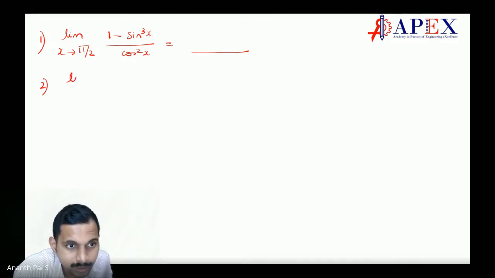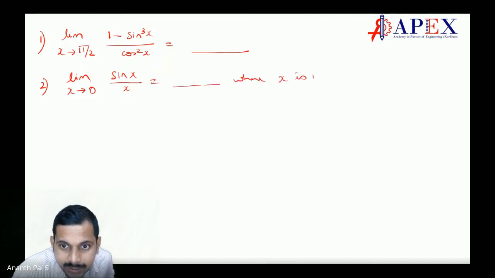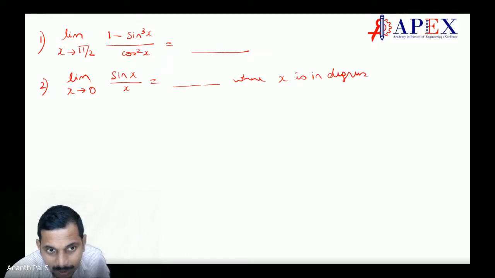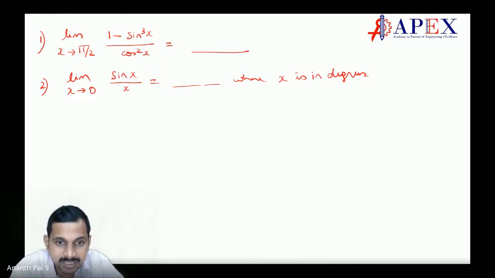Limit x tending to 0, sine x divided by x, is equal to dash, where x is in degrees, not in radians. Sine x by x tending to 0 is equal to 1 only when it is in radians. Now if x is in degrees, then what is the answer?